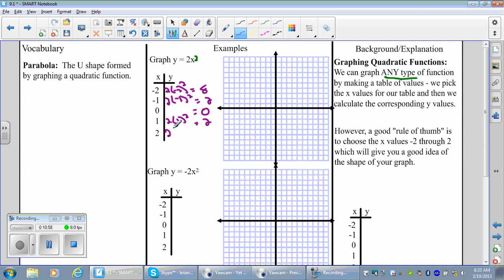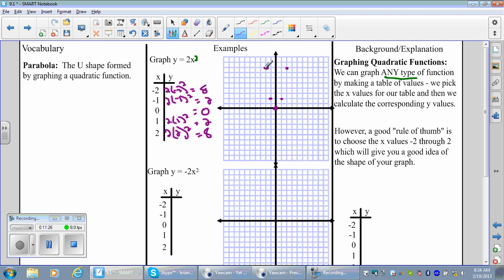Now this last one, 2 times 2 squared. Well, 2 squared is 4, times 2 equals 8. All right, so we have 5 ordered pairs to plot here. -2, 8. So that's -2 and going all the way up to 8. -1, 2. We have 0, 0. We have 1, 2. And we have 2, 8.